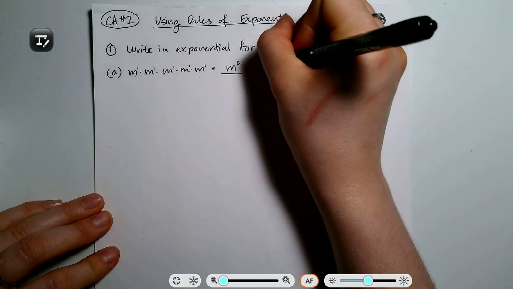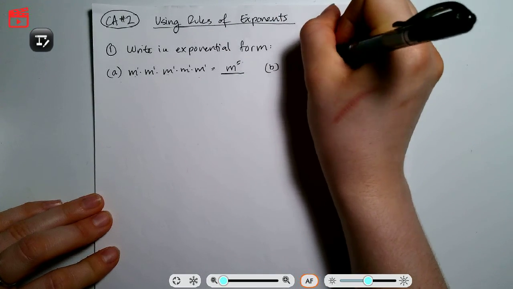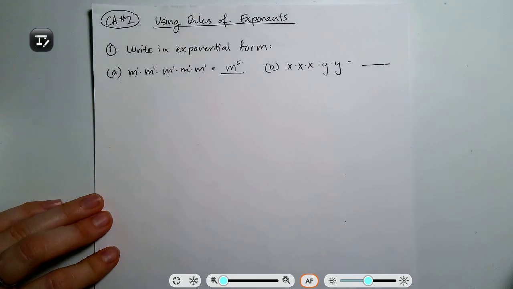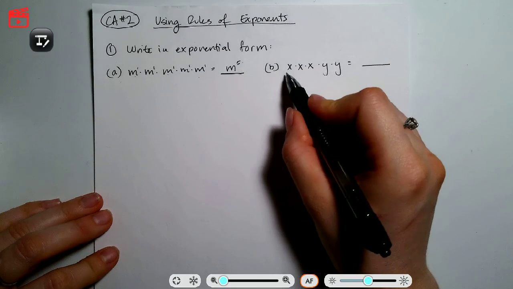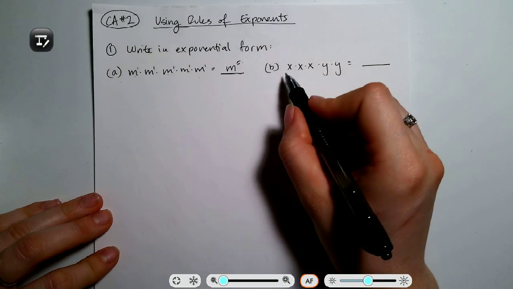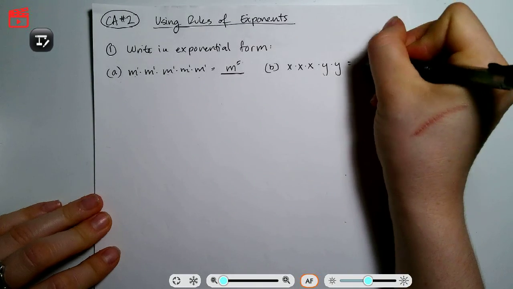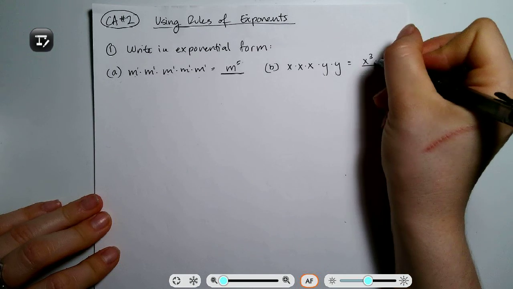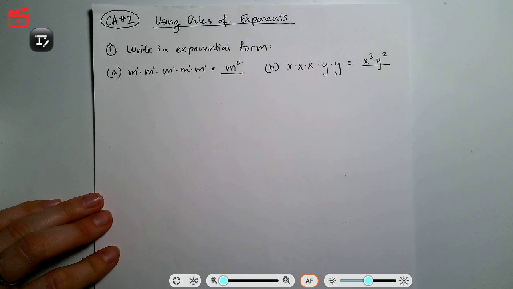All right, and B, same directions. Go ahead and try this one by yourself. Alrighty, let's see. Okay, interesting. These bases are not all the same, but we do have multiples of the same base. So we have x, how many times? 1, 2, 3. It's x to the third power. And then we have y to the second power. So x to the 3 times y squared. All right, that was it for number 1.